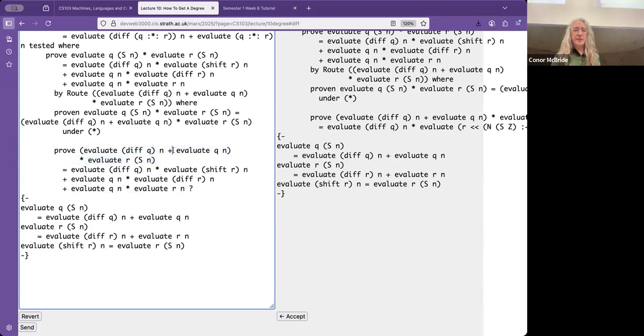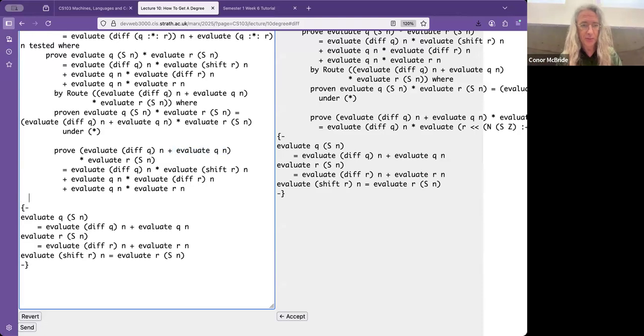So we've got evaluate Qn is one of the things inside this sum that is all being multiplied by evaluate R at successor of n. And we can now multiply that out. So it's another by root.